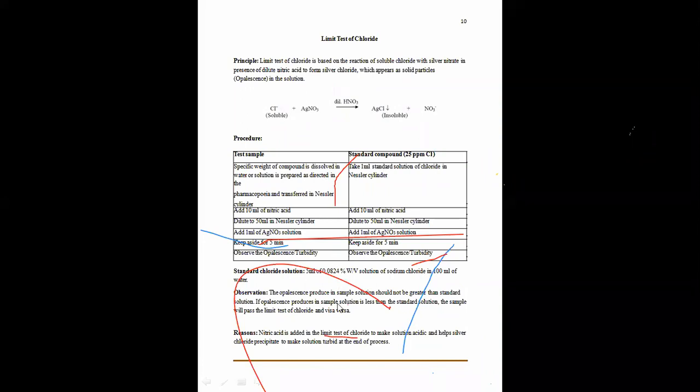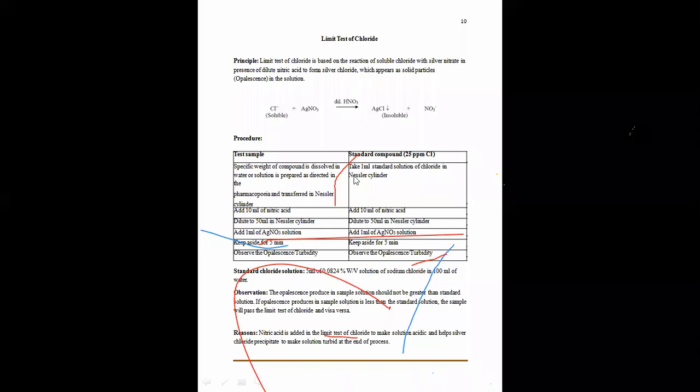Now how are we going to prepare a standard solution of chloride in which the concentration is 25 ppm? For that we have taken 5 ml of 0.0824% w/v solution of sodium chloride in 100 ml of water. So in this way we are going to prepare the standard solution of chloride ion.